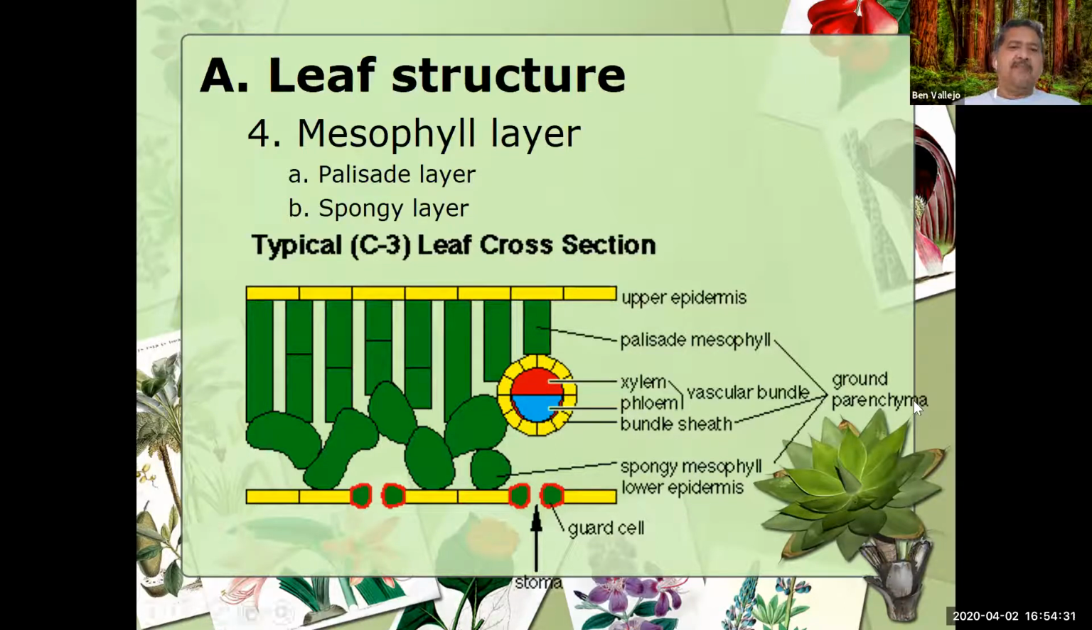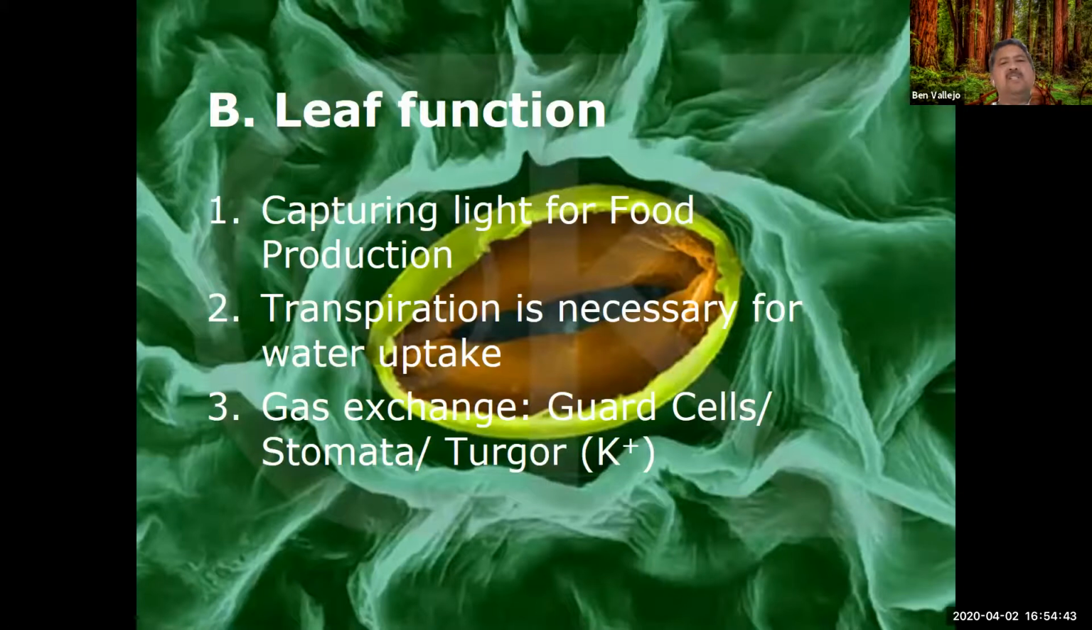And then finally, you have the bundle sheath that we saw earlier. We have the xylem and the phloem, phloem typically on the outside, xylem on the inside. This is what causes the veins in the leaf. Now, what does the leaf do? Well, its main job is to make food. It captures light energy, and through photosynthesis, converts the light energy along with carbon dioxide and water into sugar, or glucose.